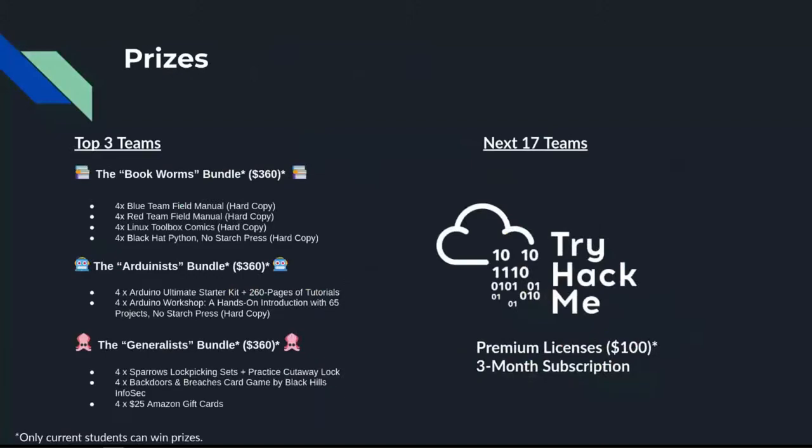Prizes. So the top three teams are going to get one of these three bundles: the Bookworms bundle, the Arduinists bundle, and the Generalists bundle. Essentially, if you're in first place, you get first pick out of these three bundles. If you're in second place, you get second pick. And if you're in third place, you get third pick.